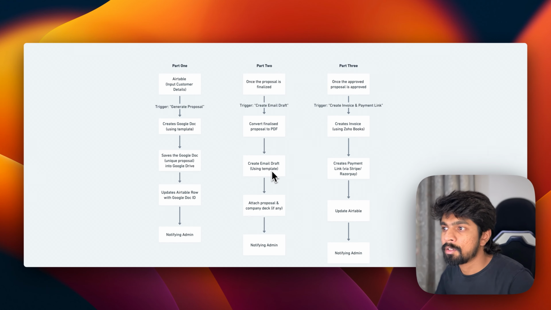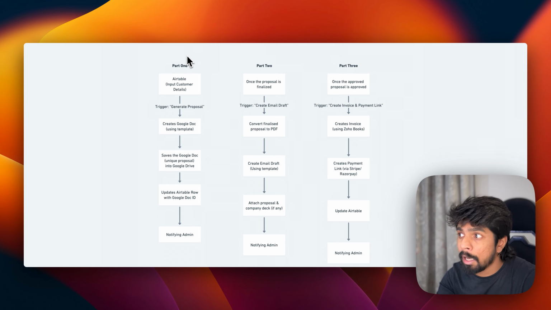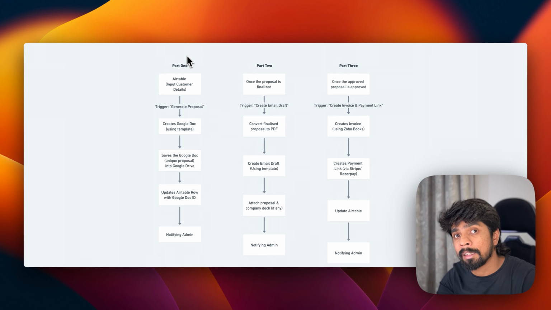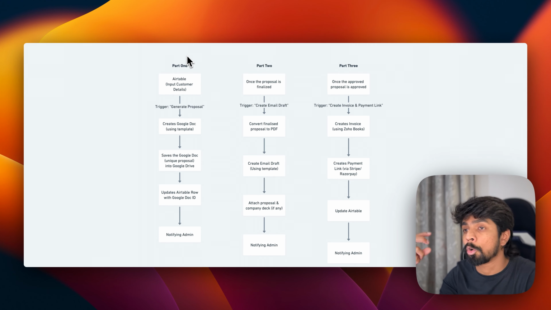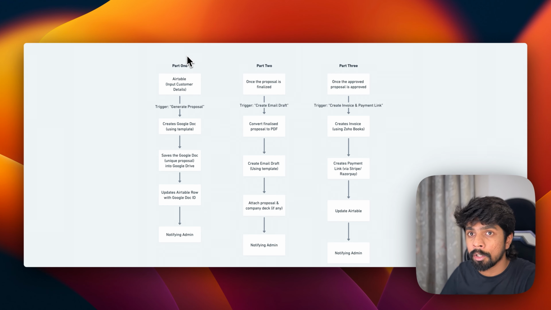Okay, so basically the automation is divided into three parts. The first part generates the proposal. The second part creates an email for the finalized proposal, and the third part creates the invoice and the payment link once your proposal is approved. Either you can send the payment link and invoice directly without approval, or you can have an approval in place where the client approves it in some way. It could be an email reply, it could be a button or something like that. We'll isolate part one here to speak about it.